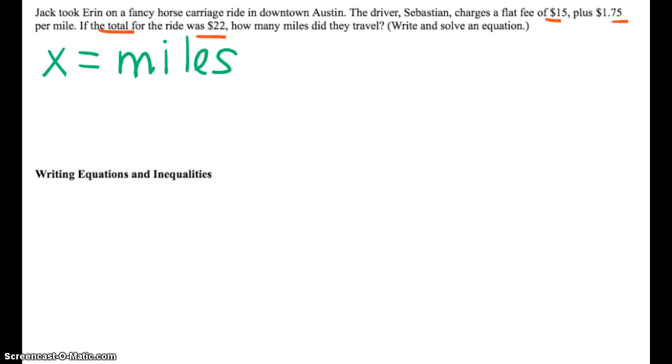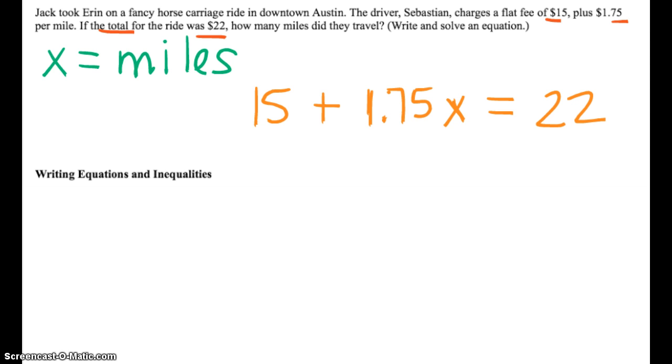All right, so what we know is he charges a flat fee of $15 plus $1.75 per mile. So $1.75 times the number of miles, so times X. And we know that the total equaled $22. Flat fee plus $1.75 times the number of miles gave us a total of $22.